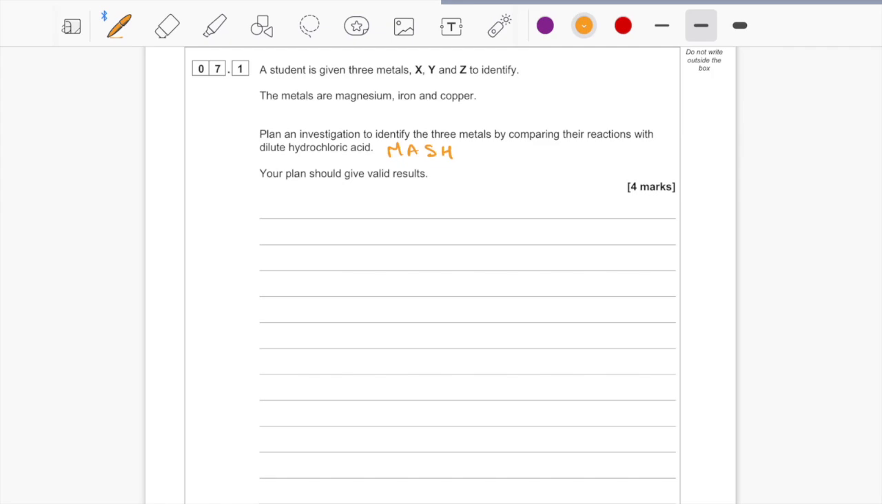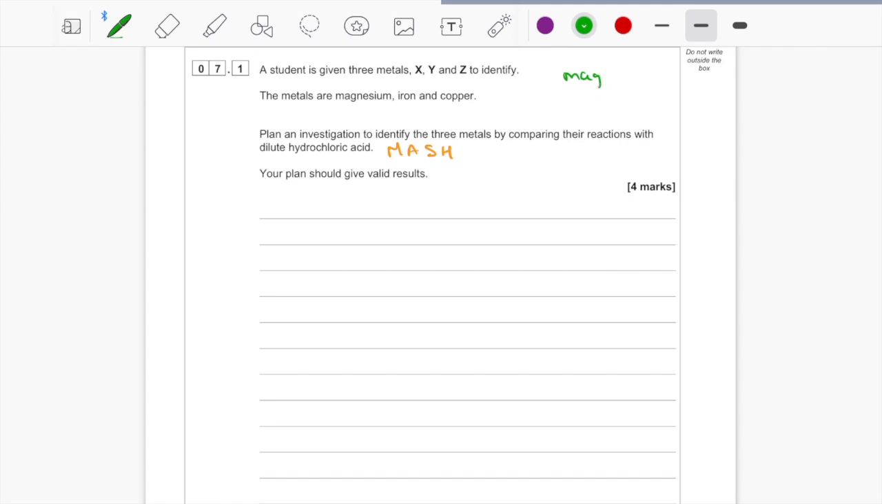Now, there are different ways we can do this. We know that hydrogen's being formed, so we could compare the rate at which the hydrogen is formed. So basically how effervescent it is, or how many bubbles there are per unit time. What we've got to understand, whatever method we use, is the difference in reactivity. So if you don't know which is the more reactive and which is the less reactive, you can only get so far with this question.